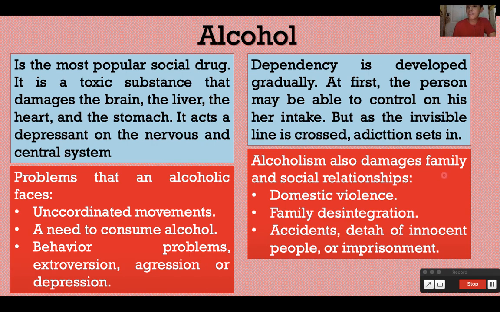Alcoholism also damages family and social relationships. Thus, domestic violence: when a person is under the effects of alcohol, they are aggressive and can hit someone. You have to be careful when you are with an alcoholic person. Family disintegration, the most common damage in society, accidents, death of innocent people, or imprisonment. That is, when you go to jail.